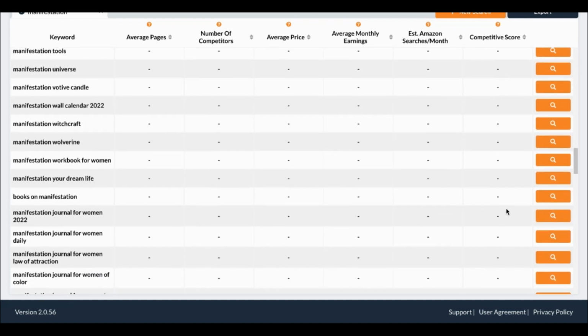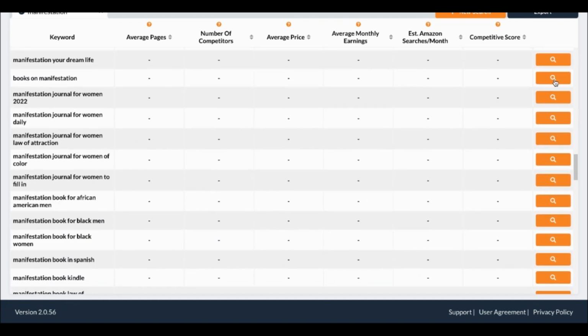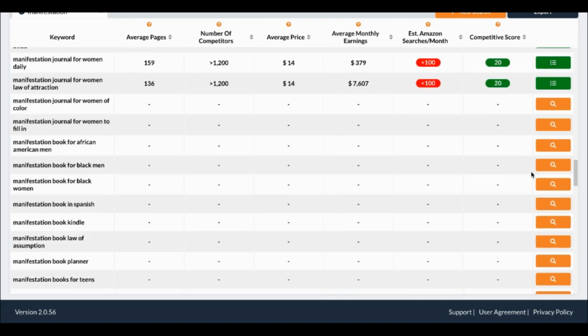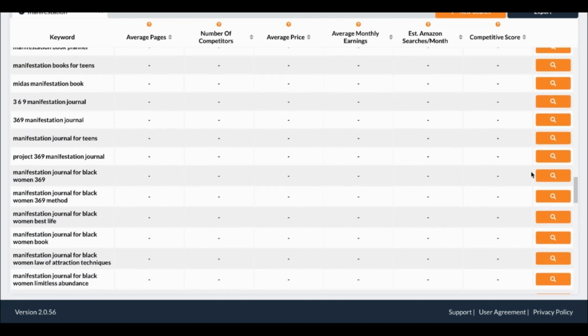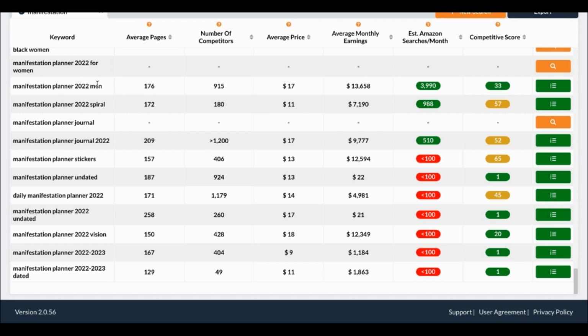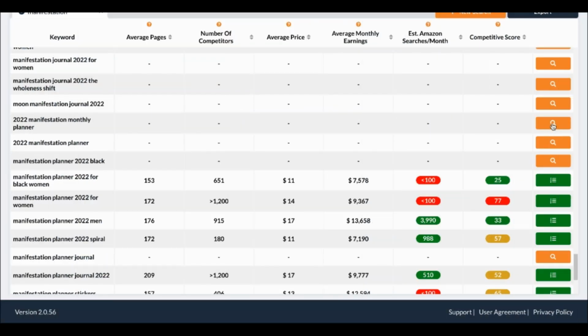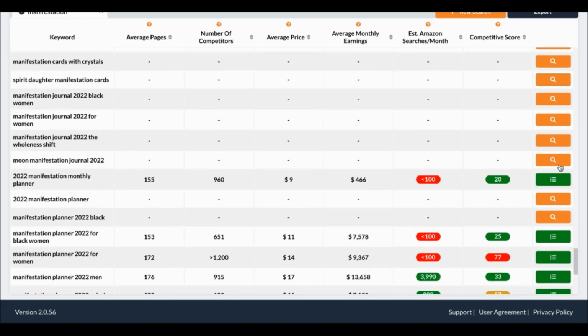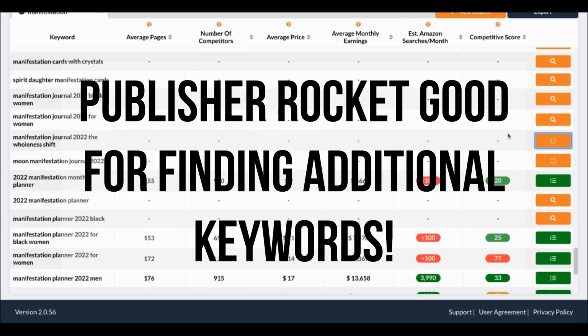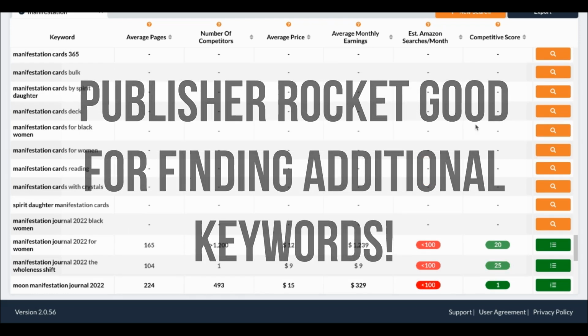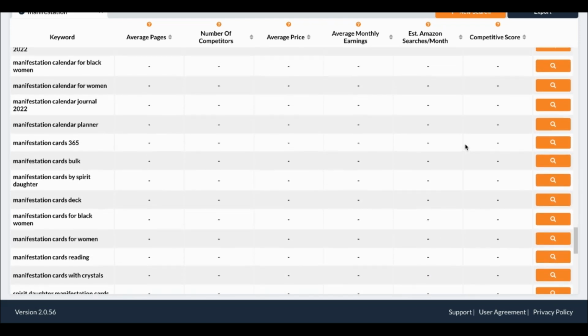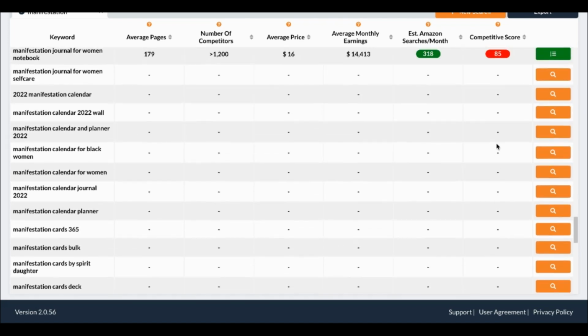I mean, if you keep scrolling down, there is so much here. So look here, Manifestation Planner 2022 for men. It's got a lot of searches and is really low competition. So that could be something you might want to look on Amazon for. I find this is best for getting just other keywords that you can go and research on Amazon, and just as additional information, because you want as much information as you can before you go ahead.